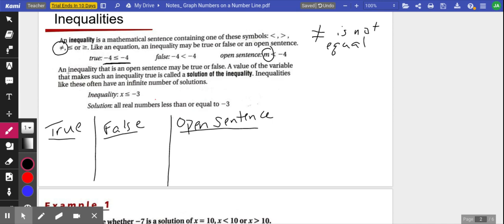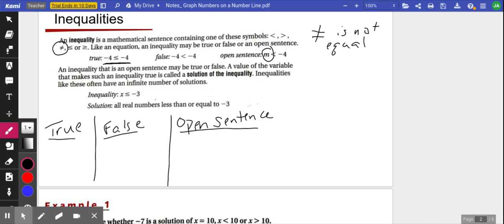A value of the variable that makes the inequality true is called the solution. Inequalities often have an infinite number of solutions. So here's an example. So if we say that x is less than or equal to -3, the solution to that, so the solution set would be all real numbers that are less than or equal to -3. So that could be -4, -5, -6, and so on.